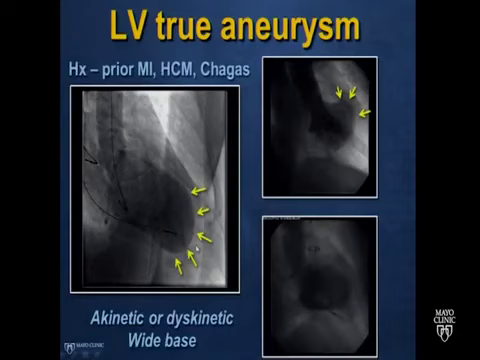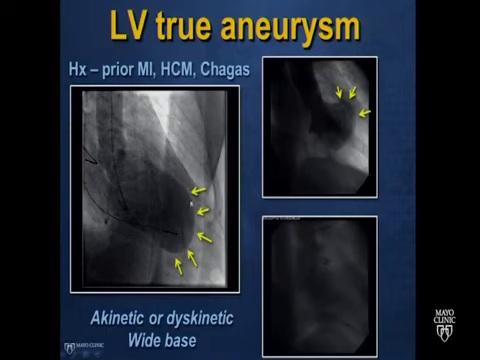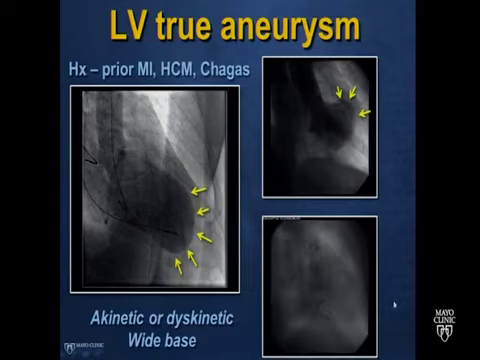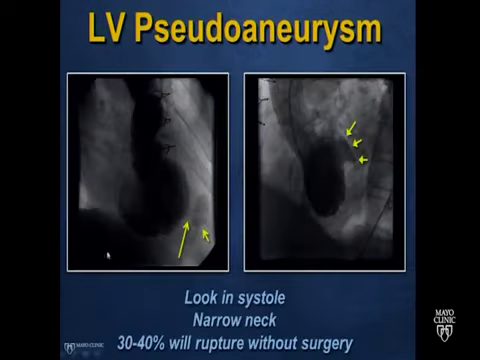Aneurysms also might appear on the board exams. Remember, true aneurysms involve all walls of the heart. There will be some akinesis or dyskinesis. They can be apical, or involve the anterolateral wall, so look for those aneurysms. They can also be posterior basal, as one sees here, or apical.